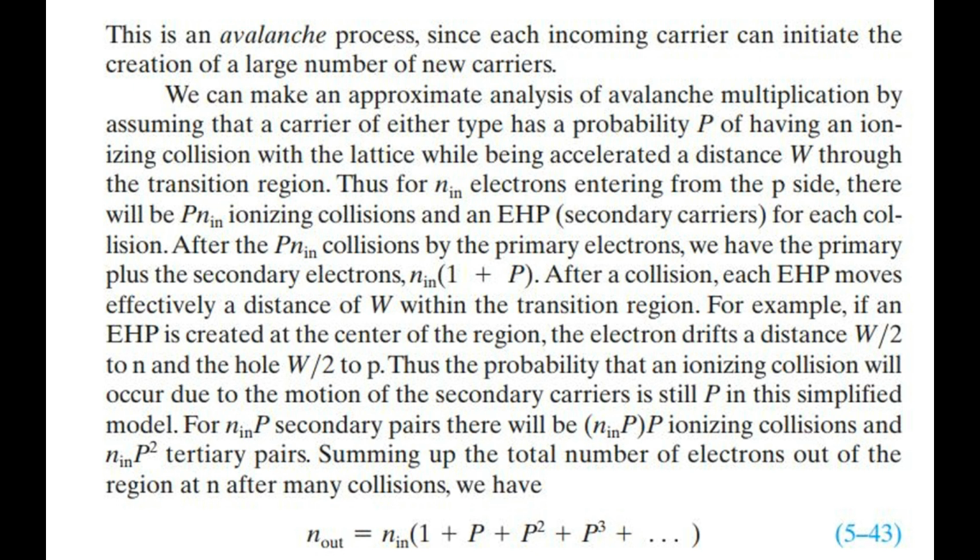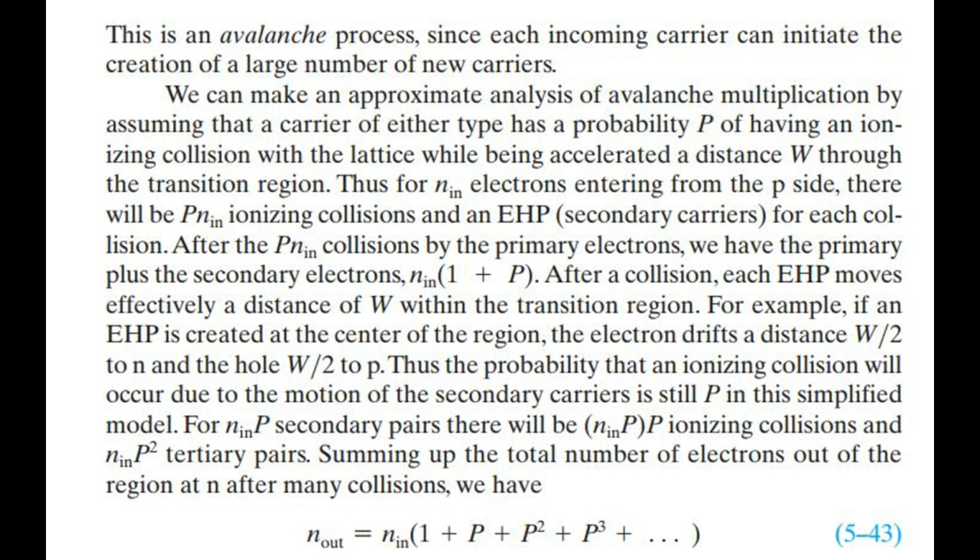Thus for n_in electrons entering from the p side, there will be n_in P ionizing collisions and n_in P electron-hole pairs, secondary carriers, for each collision. After the n_in P collisions by the primary electrons, we have the primary plus the secondary electrons, n_in(1 + P). After a collision, each electron-hole pair moves effectively a distance of W within the transition region. For example, if an electron-hole pair is created at the center of the region, the electron drifts a distance W/2 to n and the hole W/2 to p.